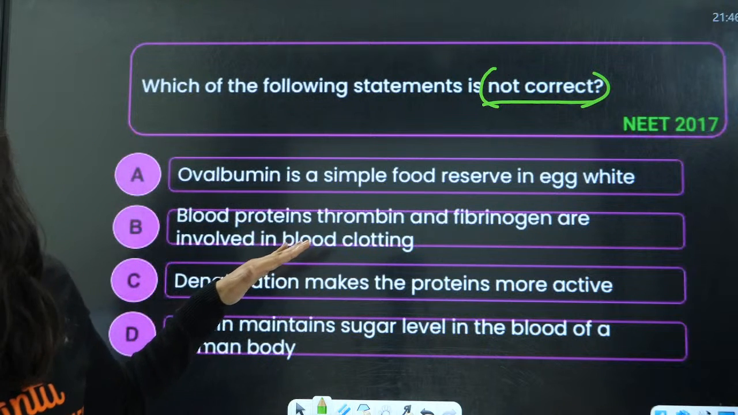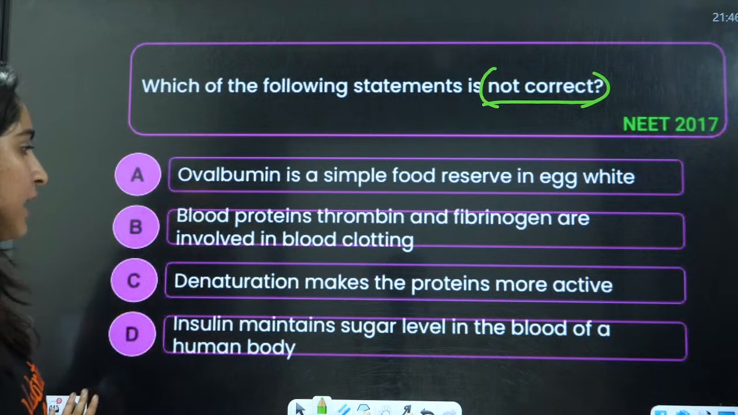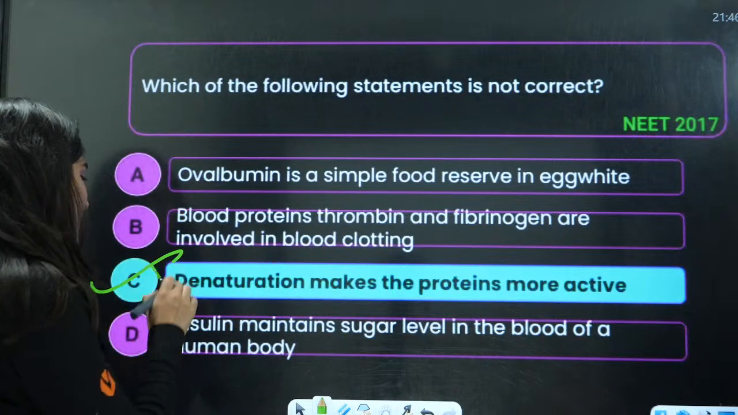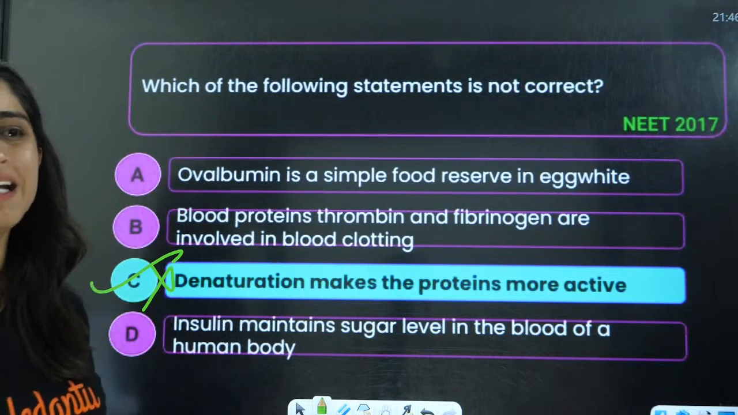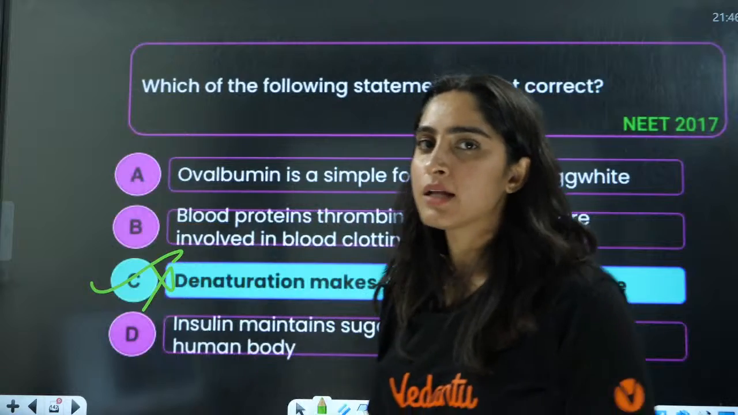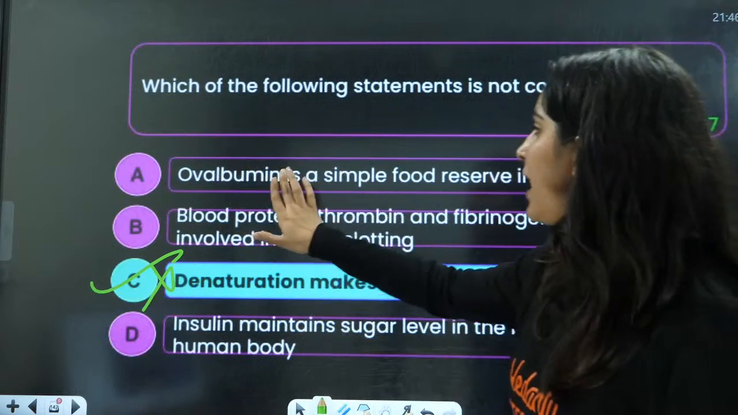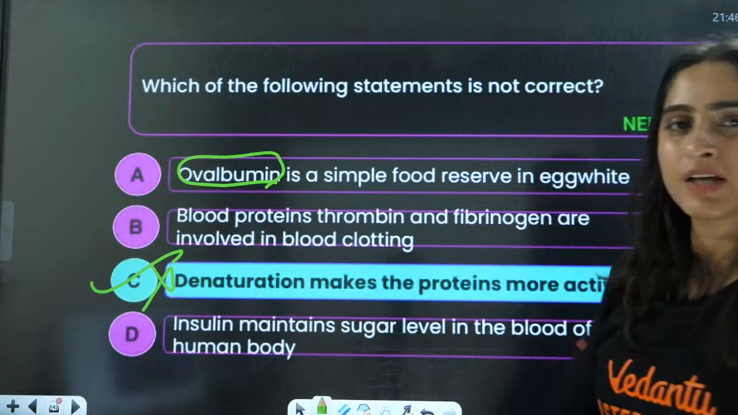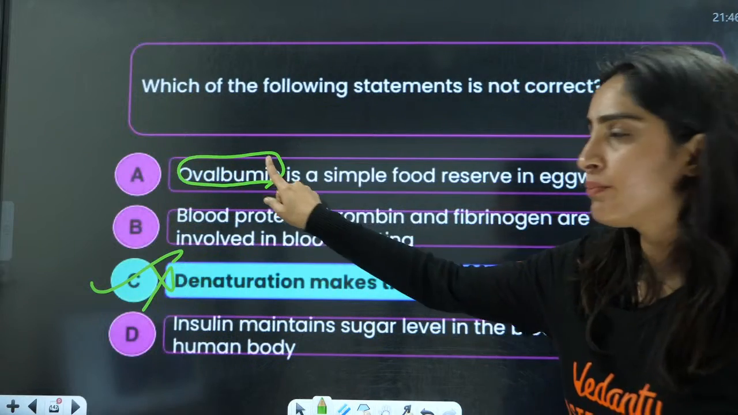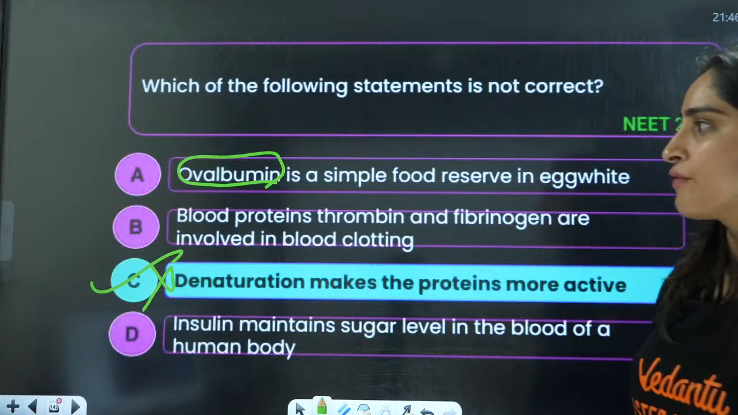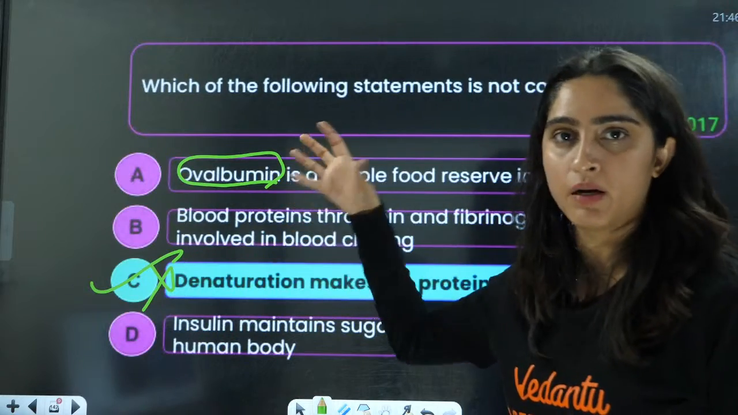So what is this? Everybody, yes. Denaturation makes the protein more active is wrong. We are denaturing the protein, and that is making the protein more inactive. This is the white part of the egg. Albumin is a simple food reserve in egg white, the white part of the egg.